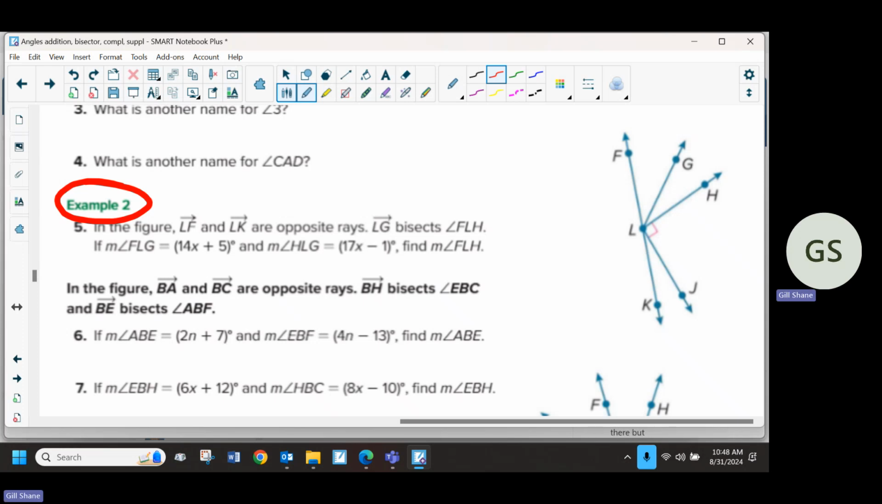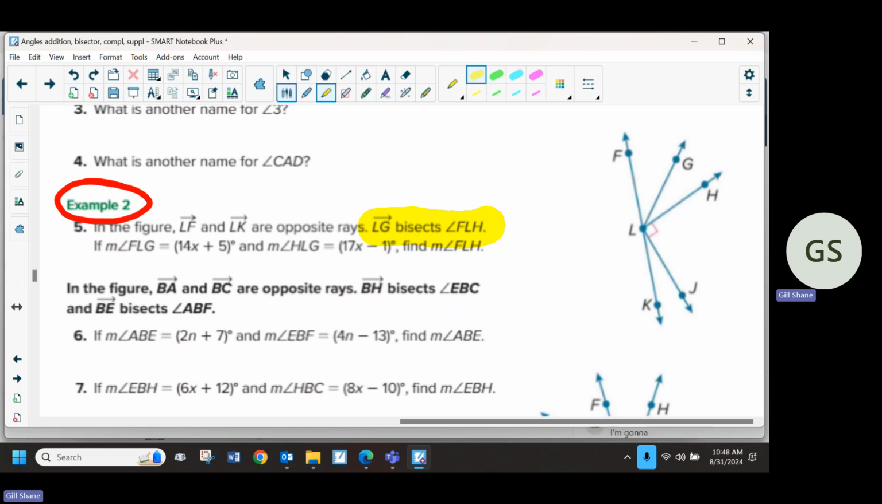If the bottom is a straight line, this is the important information right here: ray LG bisects angle FLH. I told you before in class, I like going to the pictures. Colored pencils work great because you can still see through them. Highlighter is good, but it can bleed through. Colored pencils don't bleed through.